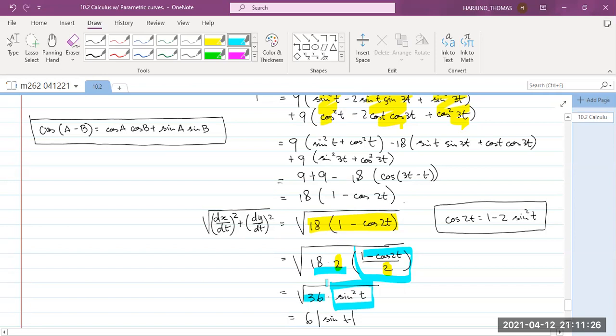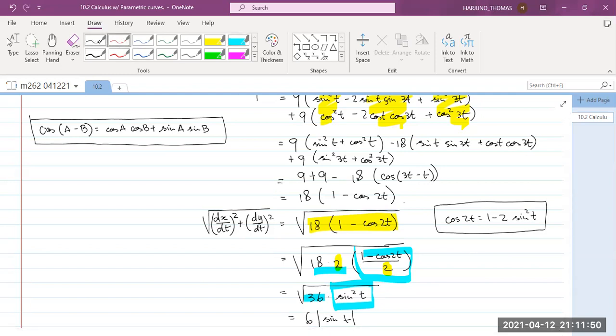Let's see. Wouldn't it be a negative inside the parentheses still? Negative inside the parentheses, once you replace that with the 1 minus 2 sine squared t. What happens to the negative 2 sine squared t? Oh, you mean the one here?